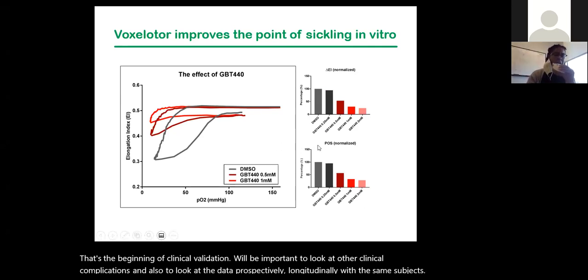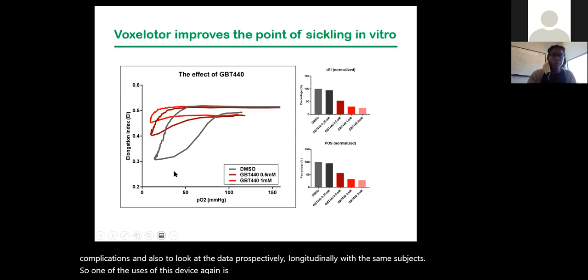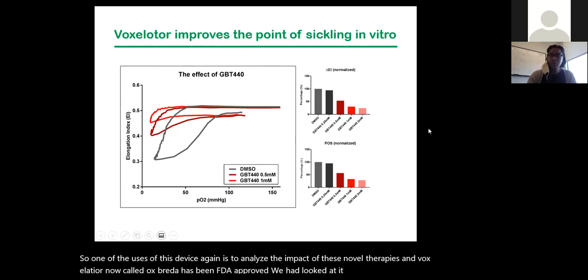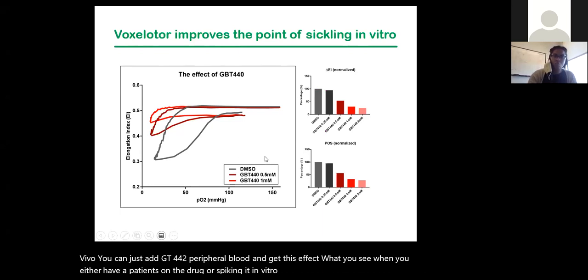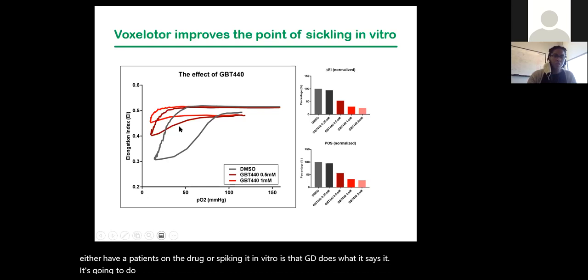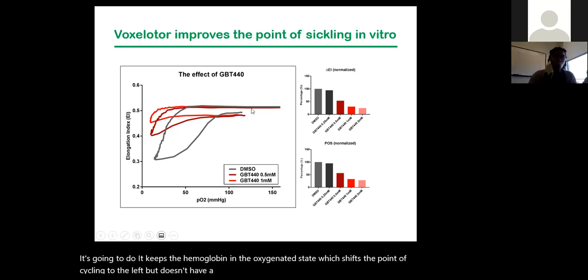So one of the uses of this device, again, is to analyze the impact of these novel therapies. And voxelotor, now called Oxbryta, has been FDA approved. We had looked at it both in vitro and in vivo. You can just add GBT440 to peripheral blood and get this effect. What you see when you either have a patient on the drug or spiking it in vitro is that GBT does what it says it's going to do. It keeps the hemoglobin in the oxygenated state, which shifts the point of sickling to the left, but doesn't have a major effect on the elongation index maximum.